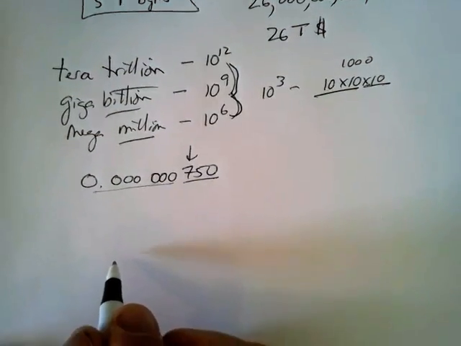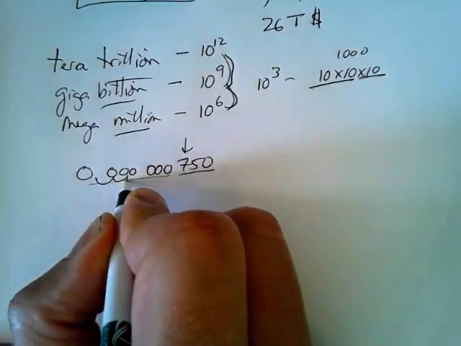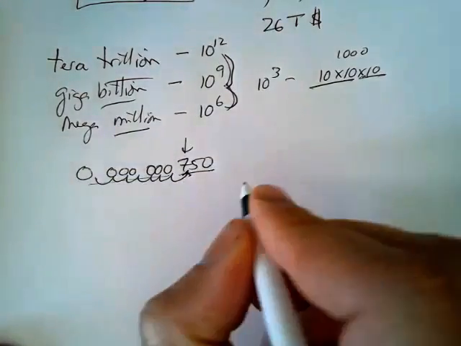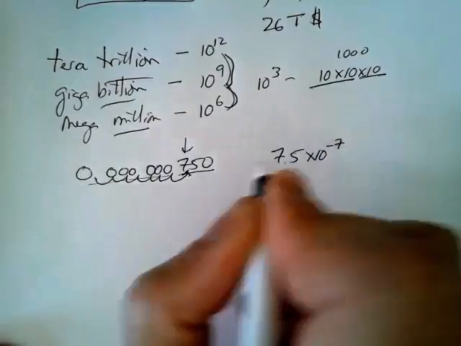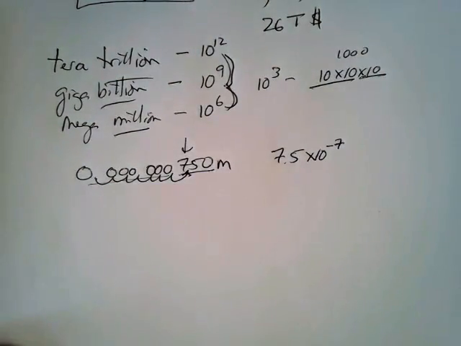Okay. Now, we could, I will grant, express this number. We can count 1, 2, 3, 4, 5, 6, 7 decimal places over. We could express this as 7.5 times 10 to the negative 7. And I should have put units on this. Let's say this is a meter. This is a distance that we're measuring. We could express this as 7.5 times 10 to the negative 7 meters.